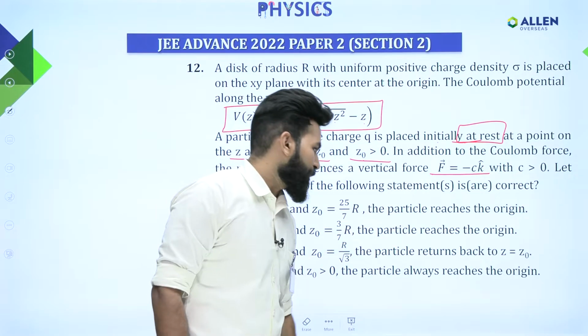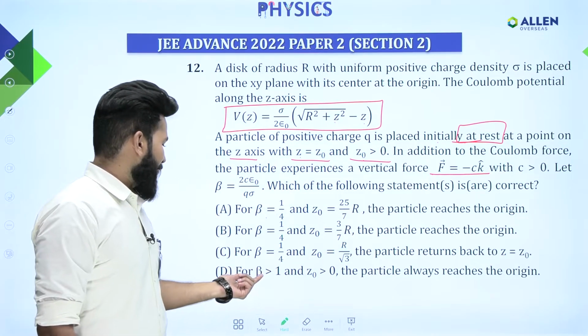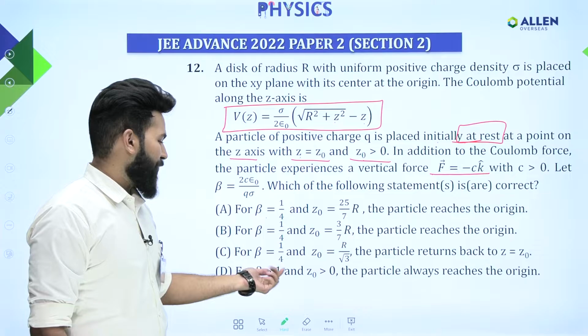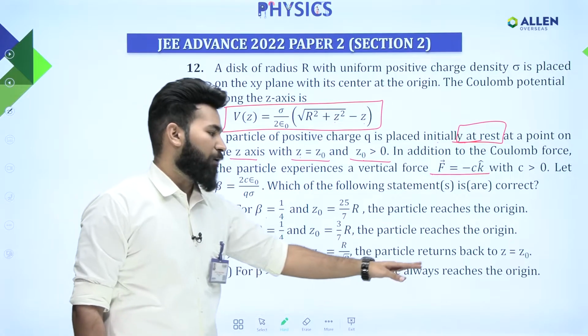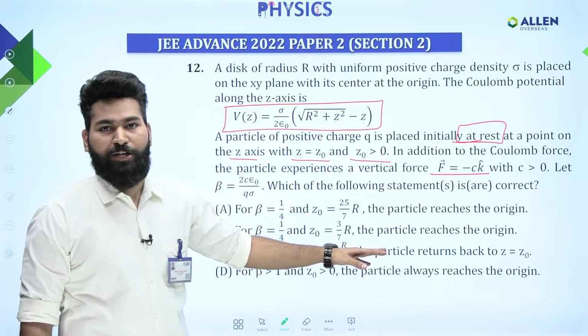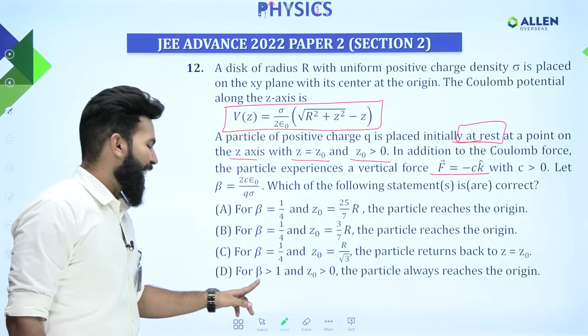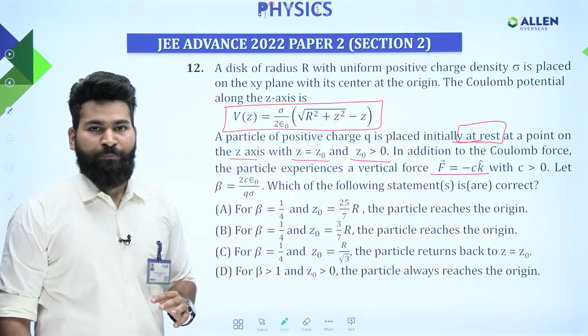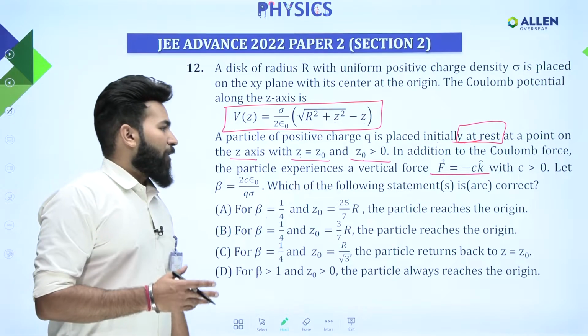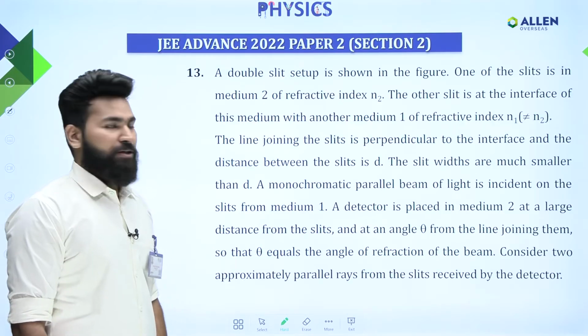and it will again reach its initial position. And for D, for beta greater than 1, Z0 greater than 0, the particle always reaches the origin, because the final kinetic energy will always come out positive if Z0 is greater than 0 and beta is greater than 1. Okay, that's great. So now let's move on to the next question, which is question number 13.